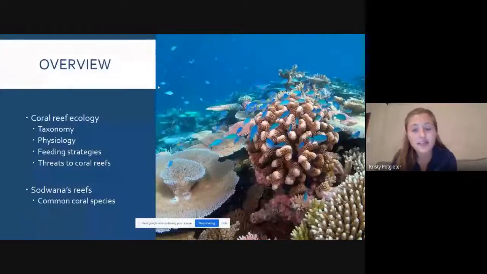Going to have a look at taxonomy. So that's just the classification of coral. All right, we're going to look at physiology, feeding strategies of corals, and threats to coral reefs. Okay, and then we are going to have a look at Sodwana's reefs and what makes Sodwana's reef so special, so unique. And then we'll actually get into identification of some common coral species that we have here.